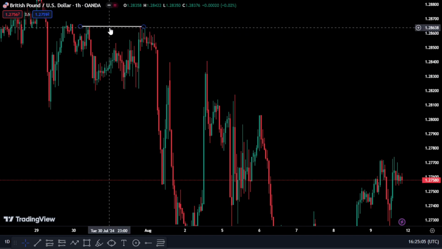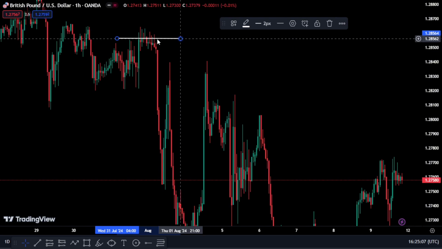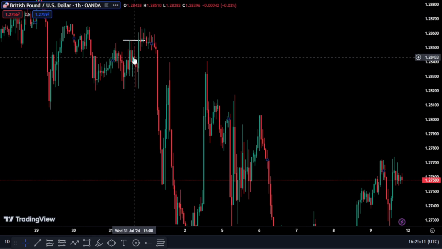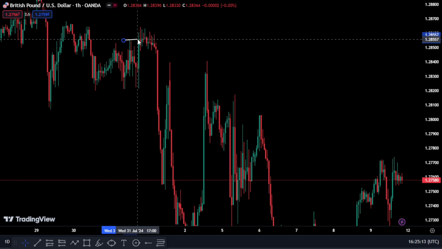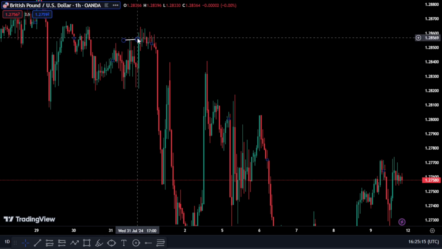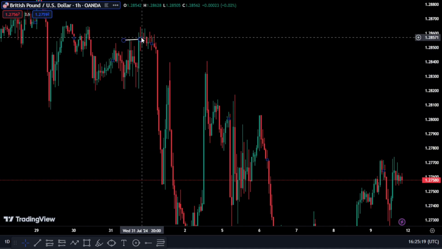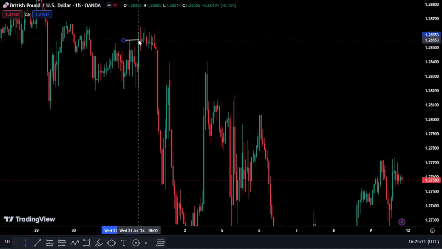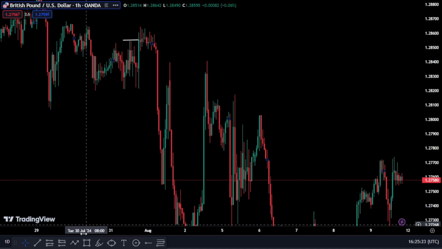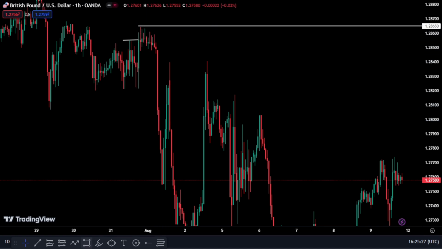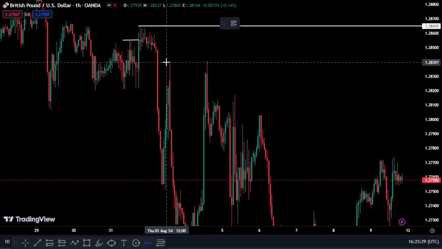But let me just keep it here for clarity's sake. We have our sweep of liquidity. The market made a high, swept that area to the upside. I'm just trying to perfect it. So we have a sweep of liquidity, we have our protected high, we have our structural liquidity.